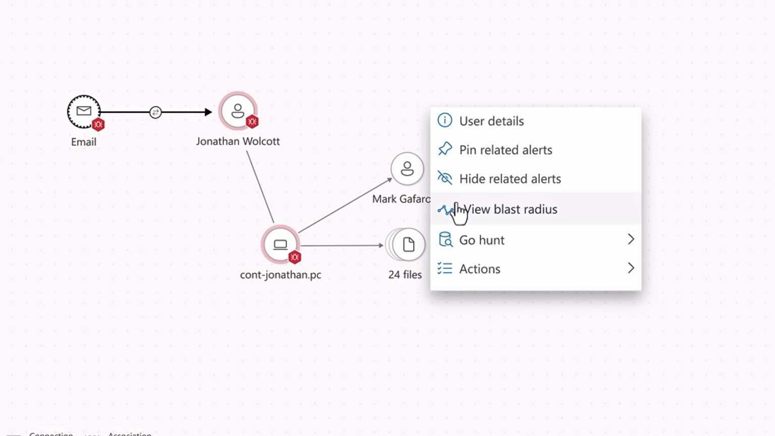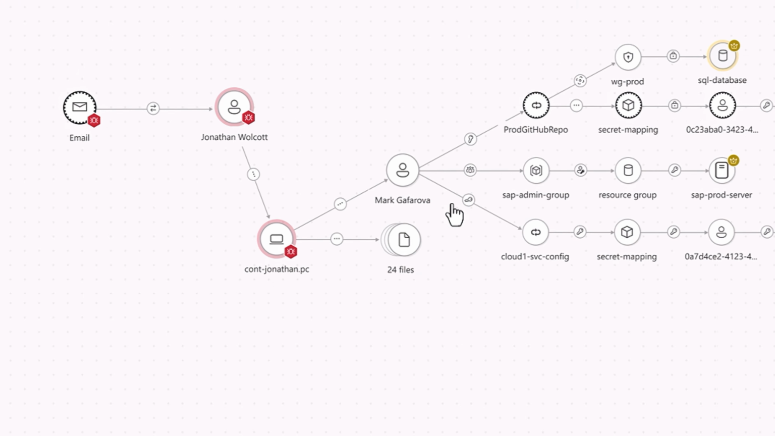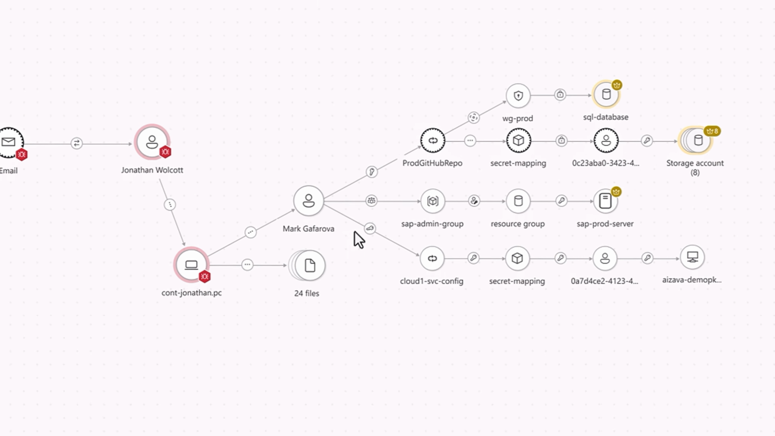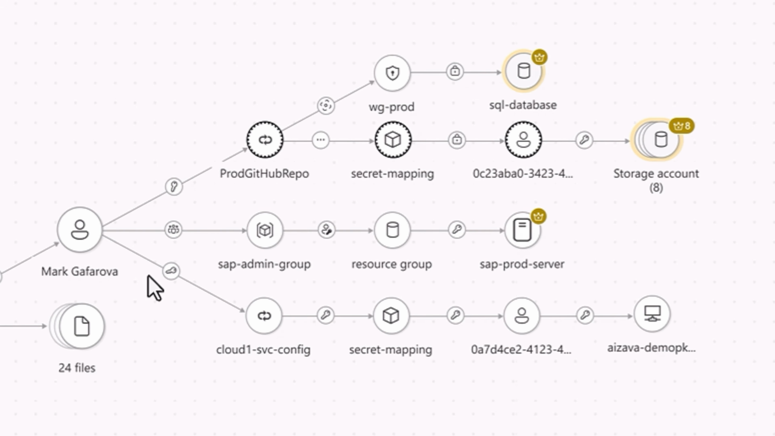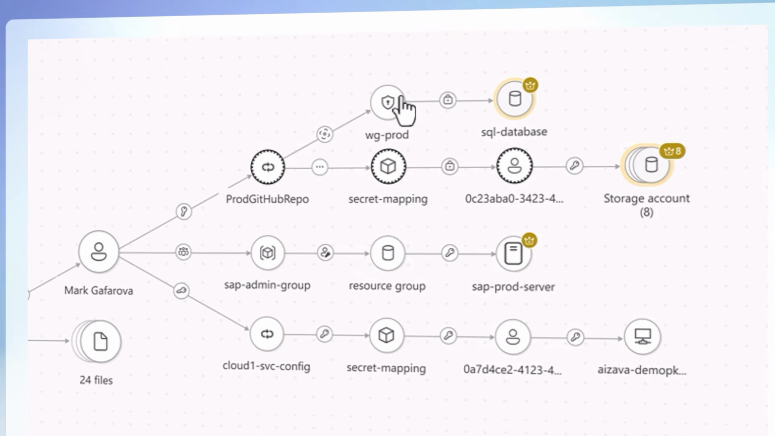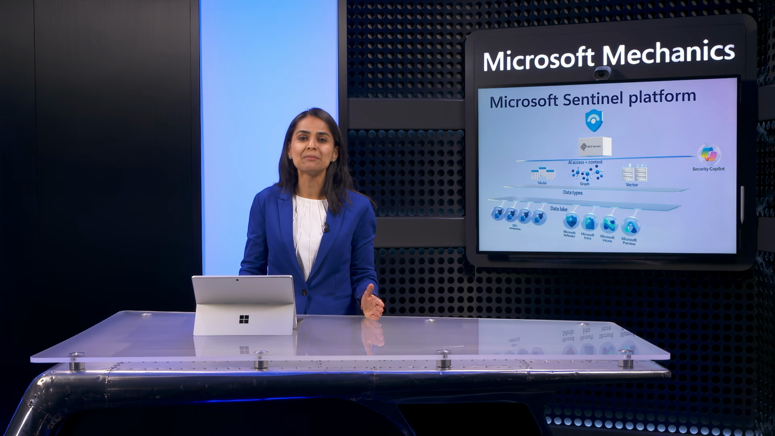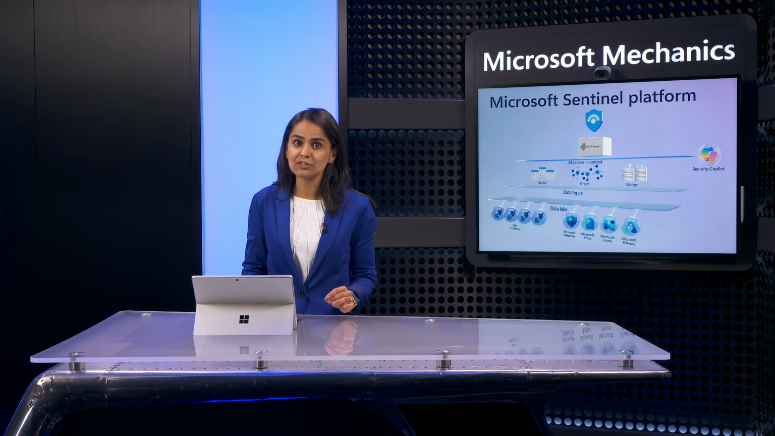With the new blast radius integration, powered by Sentinel Graph, we can quickly see the potential attack paths the attacker could take to get to critical assets, like the WG-Prod key vault, which would escalate the severity of the attack by providing access to critical assets and data. As you saw with Sentinel Graph working behind the scenes, connecting the dots is faster when timing is critical.